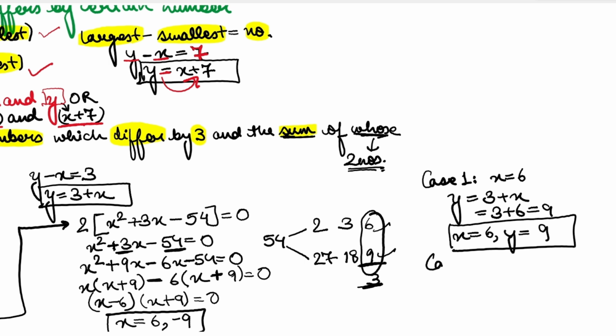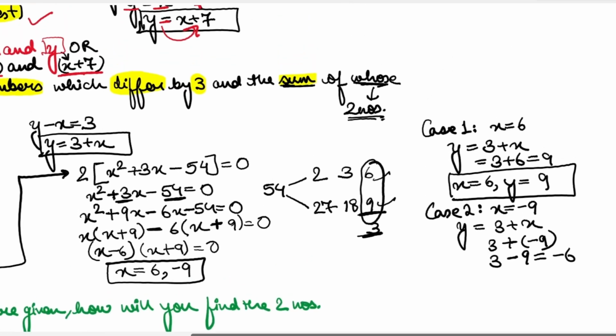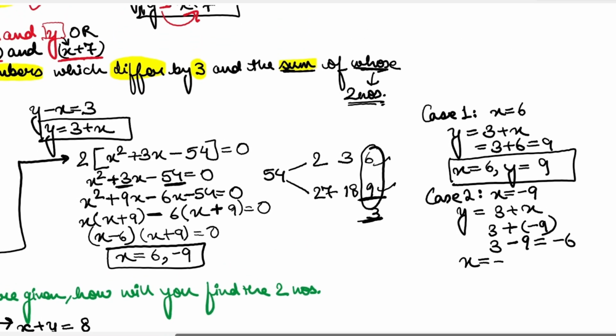Okay, now from case 2. From case 2 we know that my x becomes equal to minus 9, correct? And now again we'll substitute the value. y is equal to 3 plus x. So 3 plus and then minus 9. So we have 3 plus minus is minus, 9 is equal to minus 6. Now we'll again write it as x is equal to minus 9 and y is equal to minus 6.